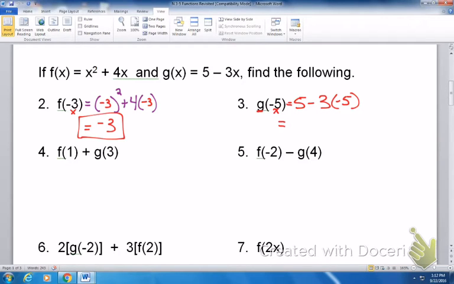Now you can put this in your calculator as well. You should get 20. So be careful with your arithmetic. And if you're not using a calculator, remember order of operations. Multiplication would come before that subtraction.